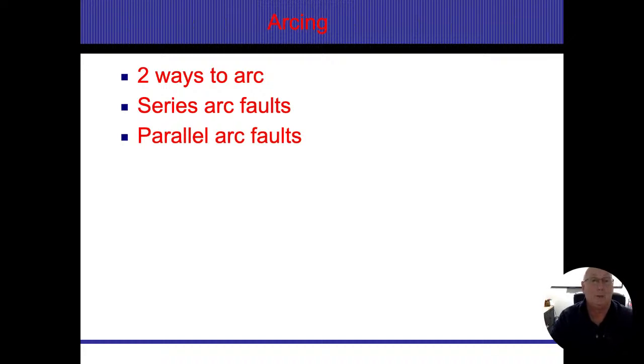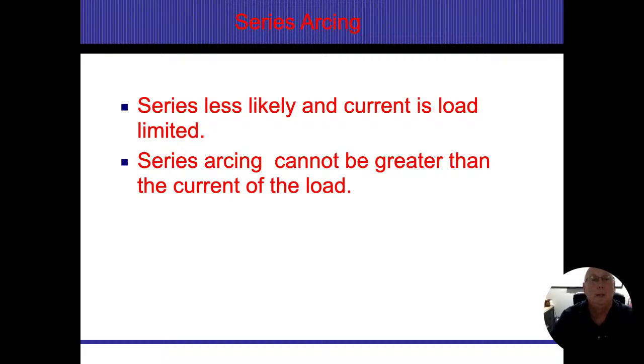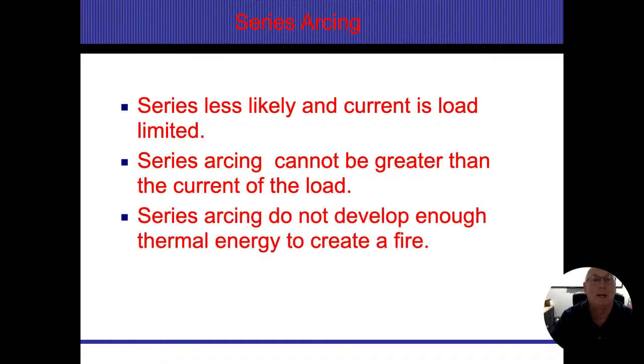I do want you to know the difference between a series and a parallel. Series is one hot wire coming apart. Parallel is the hot and the neutral pushing together. All right. Series, less likely. Current load is limited because of whatever the work is being done. Series arcing cannot be greater than the current of the load, but it still produces fire. It can still create a spark. It still produces molten lava. It still sparks, any way you look at it.